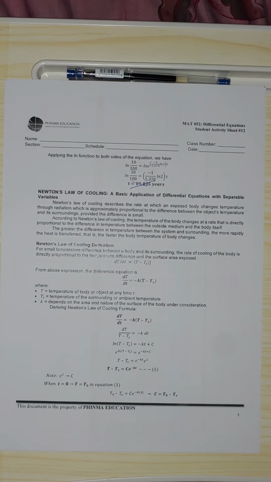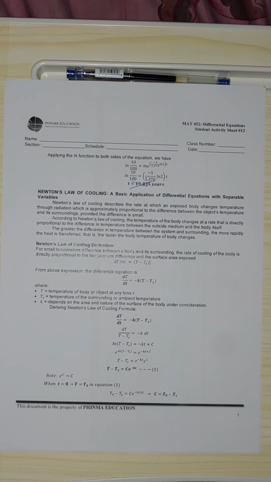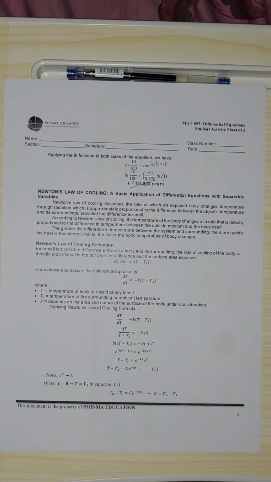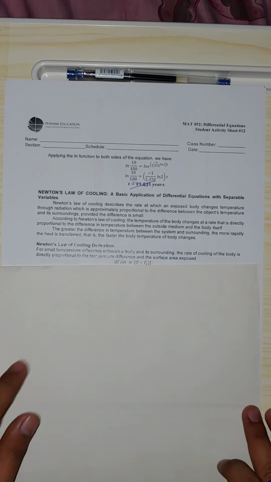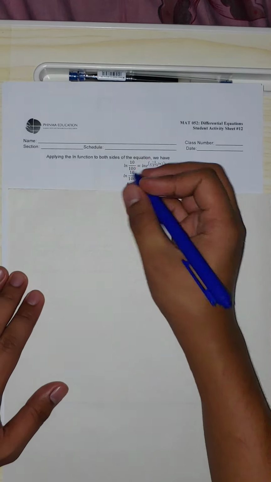Okay, so we're already done discussing exponential growth and decay. Now let's talk about the cooling. This is Newton's law of cooling as a differential equation. So what is Newton's law of cooling? So we have this, this is how we write it.